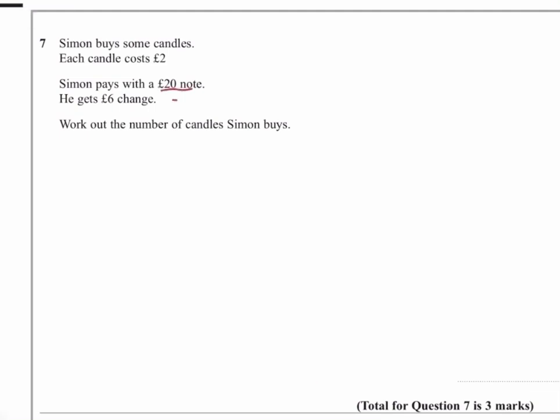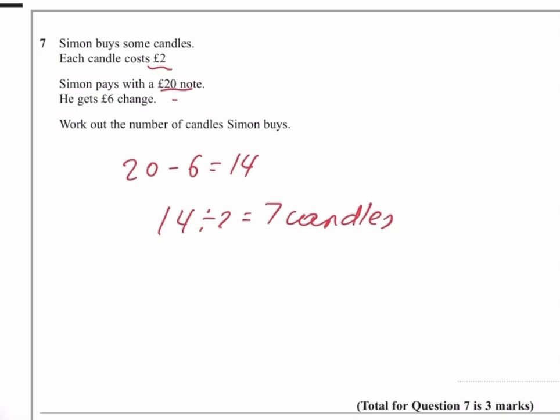This is another straightforward question. 20 minus 6, because that's the change. You're left with 14 pounds. Divide by 2. You can buy 7 candles.